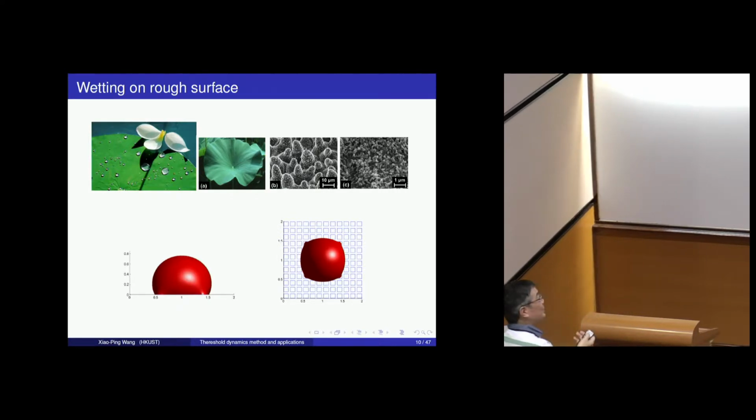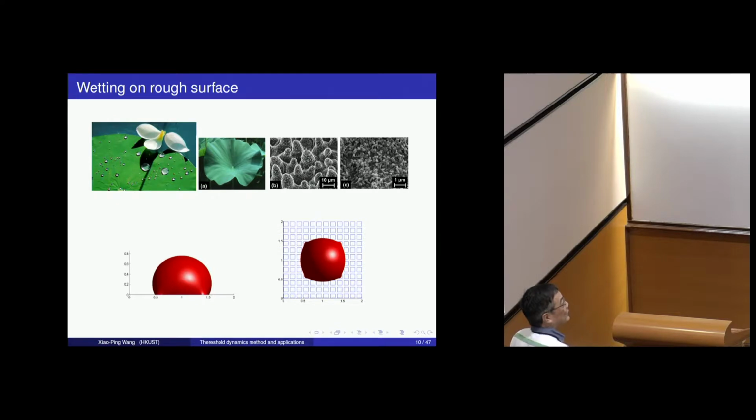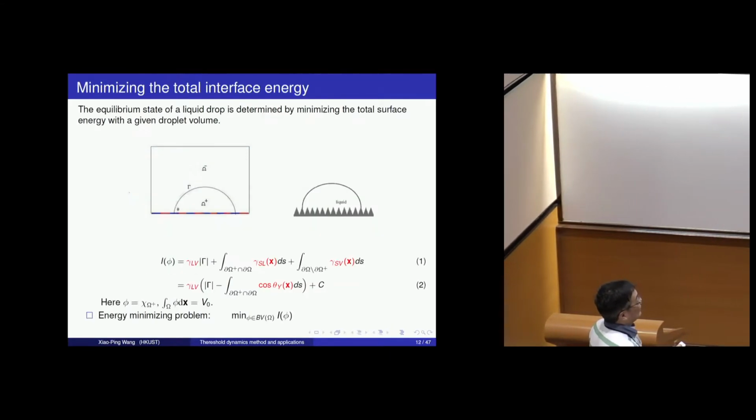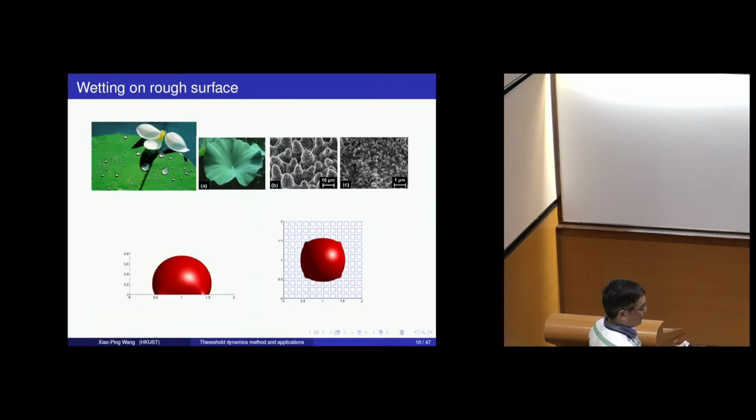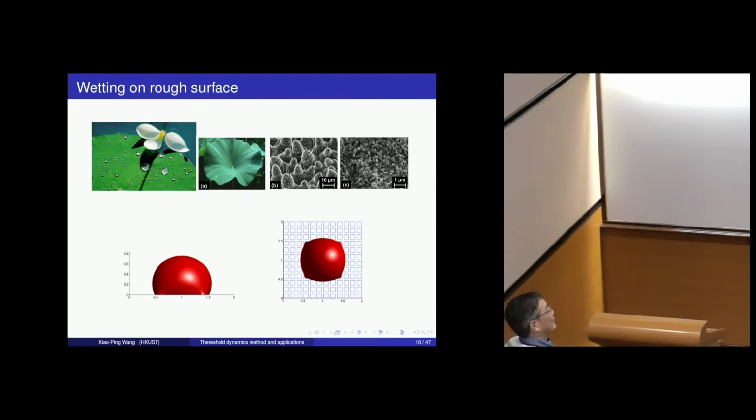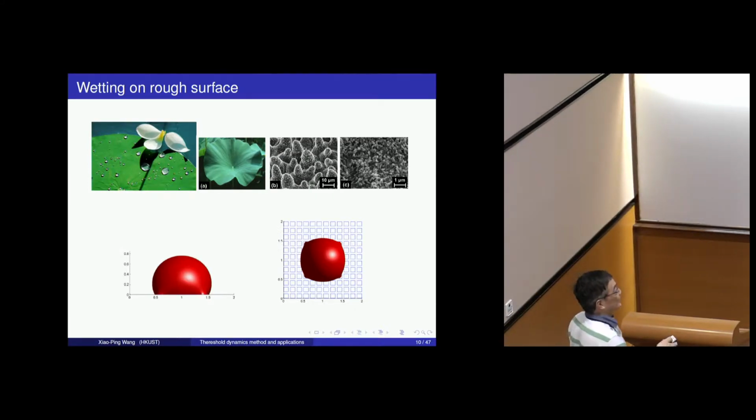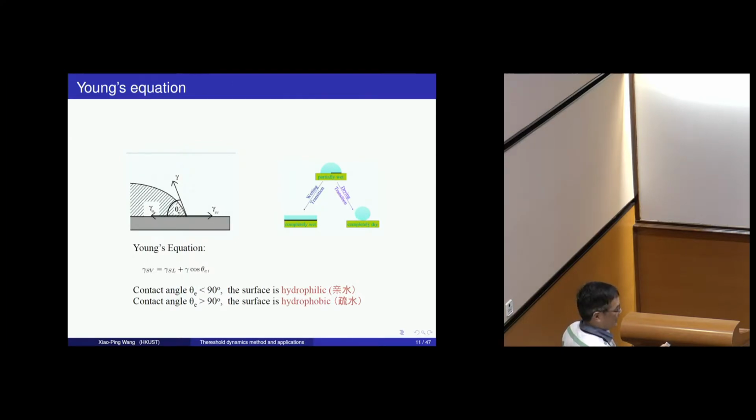And also you want your method to be insensitive to those roughness. So if you have a rough surface, say if you want to look at the equilibrium structure, the equilibrium of the droplet, it's no longer like in the closed surface, where it would always be circular, or spherical. But on the rough surface, the shape depends on the roughness of the surface.